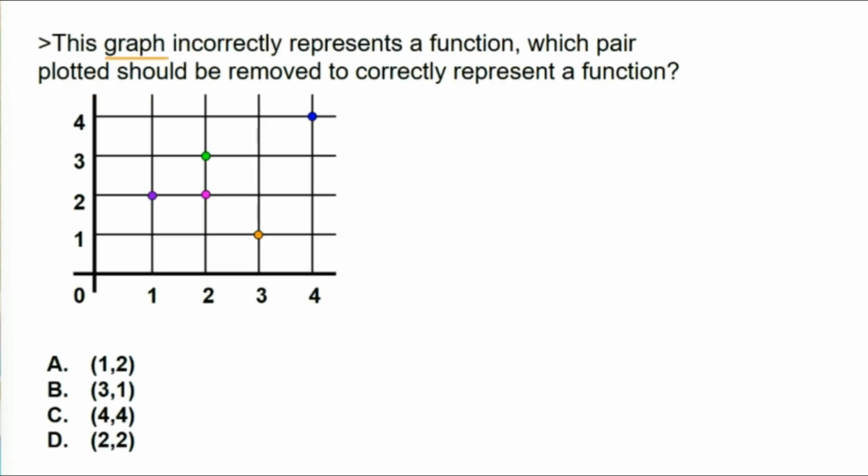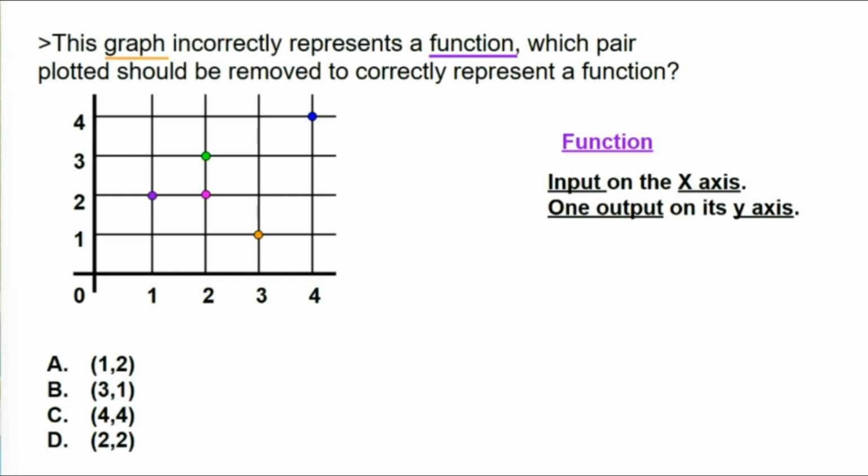In any graph representing a function, to correctly represent a function, each input on the x-axis should have one output on its y-axis, which means that each number on the x-axis here should have only one output on the y-axis here. Now, an easy way to test for this is by drawing a vertical line on the x-axis. When you draw that vertical line, it should only touch one point, like this line. But on this line, it touches 2 points.